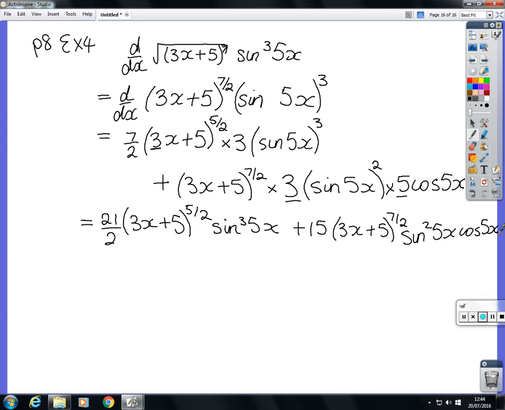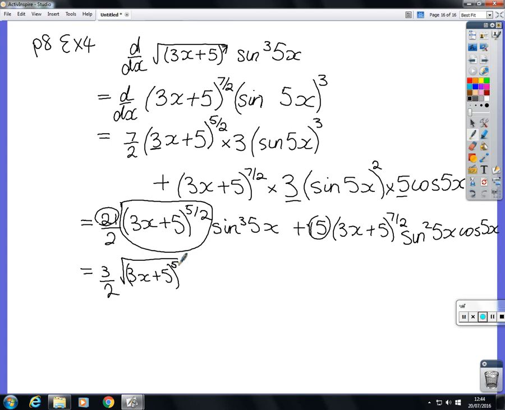This is the answer, but we can go further and take out the common factor of the square root of 3x plus 5 to the power of 5. This common factor appears. Also 21 and 15 have a common factor of 3, so we can take out 3 over 2 square root 3x plus 5 to the power of 5.